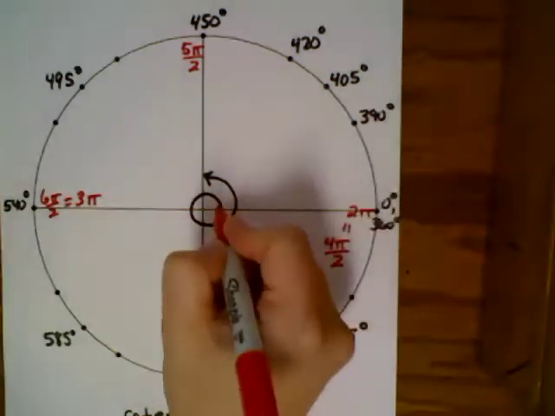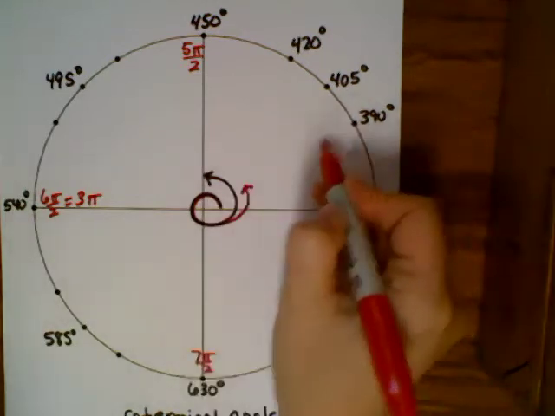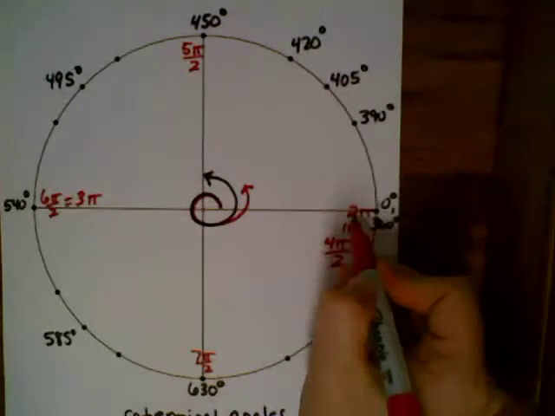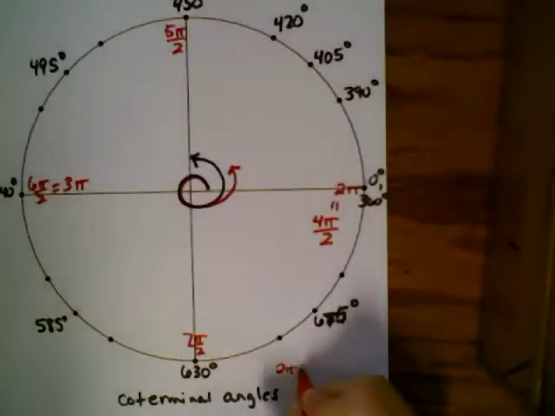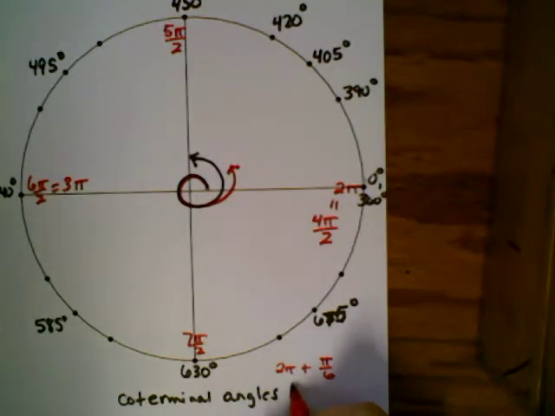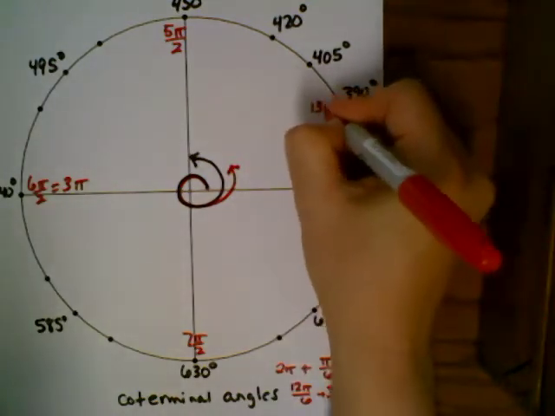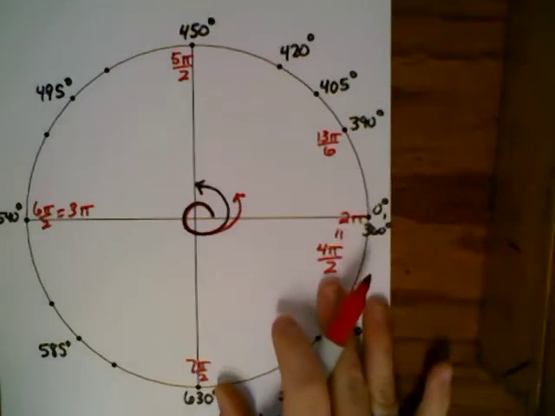Now if we had gone once around the circle and then just pi over 6 more, then we would need to add 2 pi plus pi over 6. 2 pi plus pi over 6. We need a common denominator, and we see that we have an angle 13 pi over 6 coterminal with pi over 6.